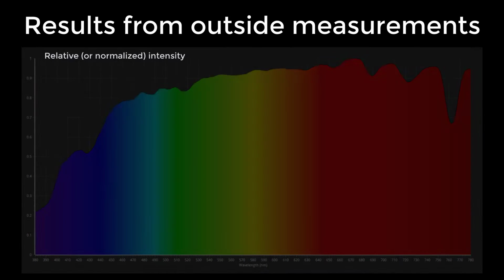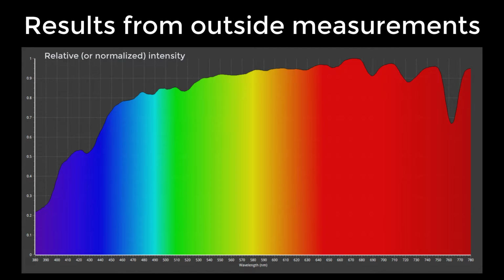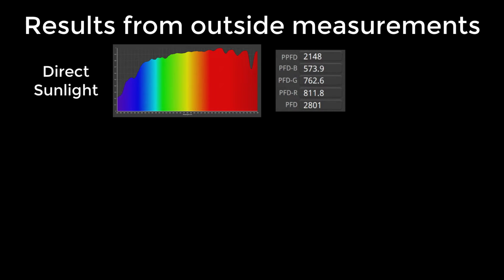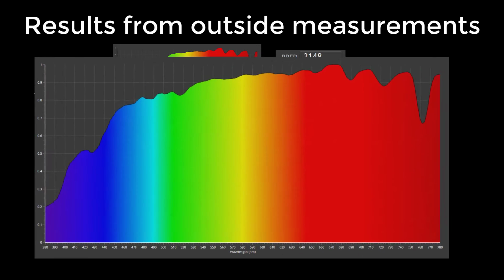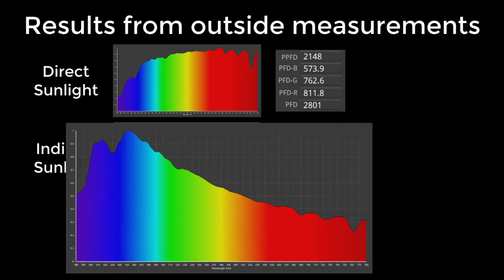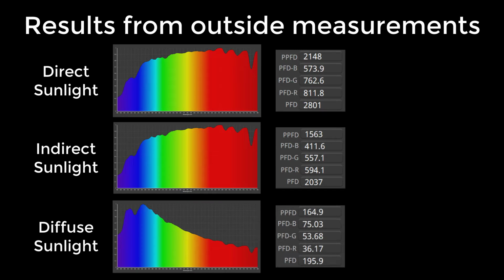So with the Li180 spectrometer and its software, we can generate spectral output plots from the measurements we just made. So for example, this is the direct sunlight, the second one is from the indirect sunlight, and this third one is from the diffuse sunlight. And you'll notice that this third one has a slightly different spectral quality than the other two. Now the direct and the indirect sunlight have similar spectral qualities, but if you look at the light intensity there, you can see that's where the difference lies.